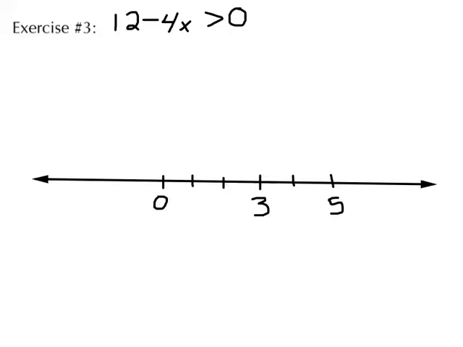Alright, now that you're back, exercise number 3. 12 minus 4x is greater than 0. Well, I want to just go ahead and solve this. So I'm going to see how I can move this positive 12 to the other side. As we do these problems in class, I notice that you're forgetting that there's a positive 12, and I want to subtract 12 on both sides. It's going to cancel out. Negative 4x is greater than negative 12.